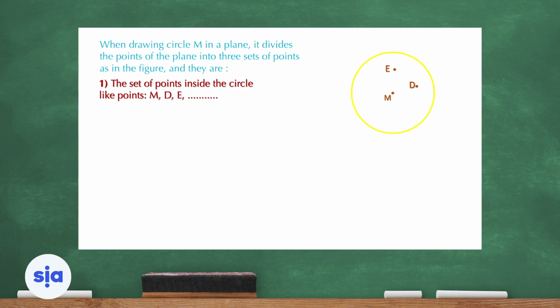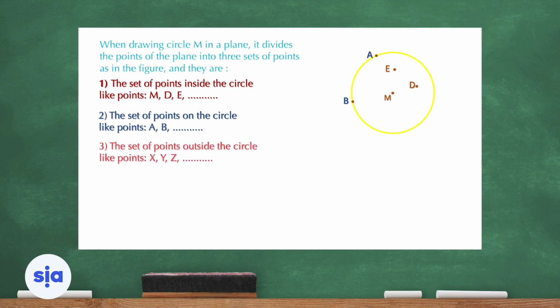When we draw a circle, some points are inside the circle, some points are on the circle, and some points are outside the circle. As we can see here, the points inside the circle are points M, D, and E, where the points on the circle are points A and B, which are on the frame of the circle. The points outside the circle, we call them points X, Y, and Z.